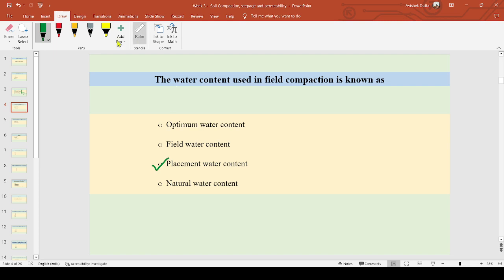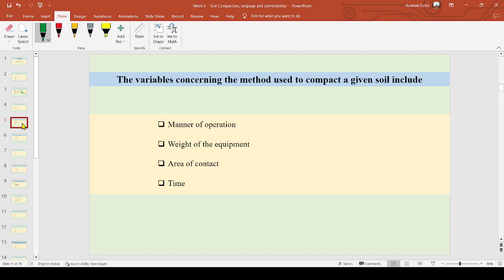water content. Next question. The variables concerning the method used to compact a given soil include. Any answer? You can tell the answer, make this session a bit interactive, or else you can just continue giving the answer in chat. There's no issue.